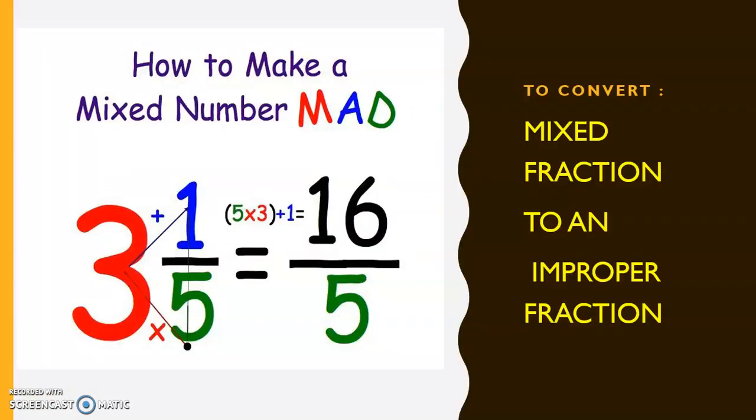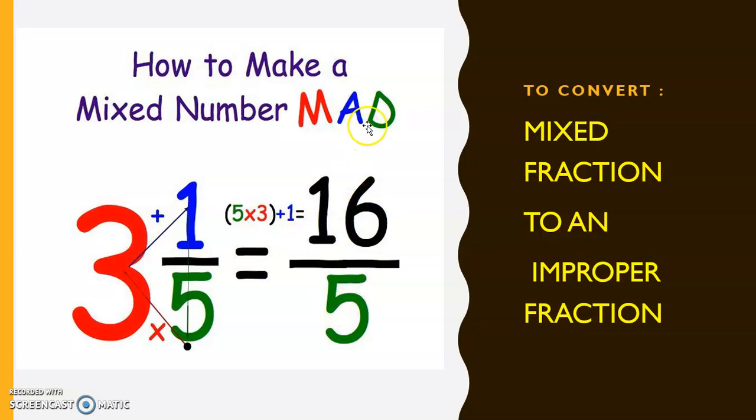To remember this, there is a very beautiful saying: how to make a mixed number mad. This is a mixed number. To make it mad, M means multiply, A means add, and D means denominator same. So to convert a mixed fraction to an improper fraction, we will multiply, add, and keep the denominator same. So 5 3s are 15 plus 1 is 16 and denominator same, that is 5. So 3 1 upon 5 is equal to 16 upon 5.